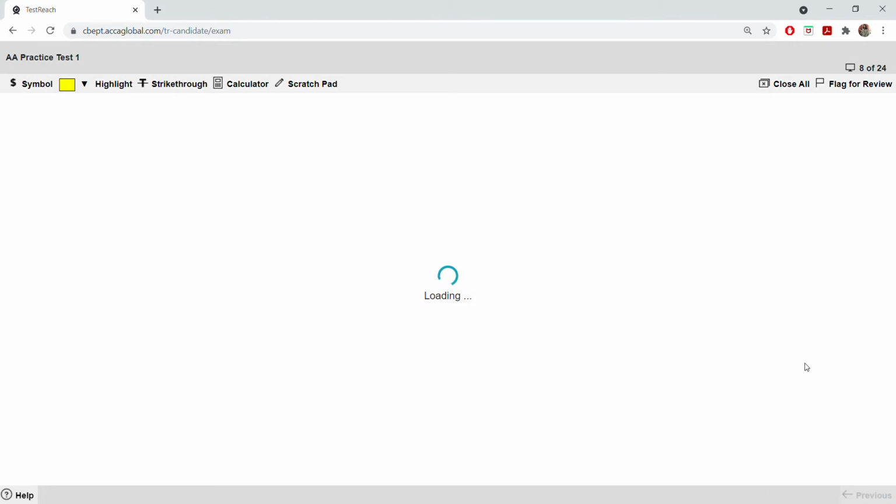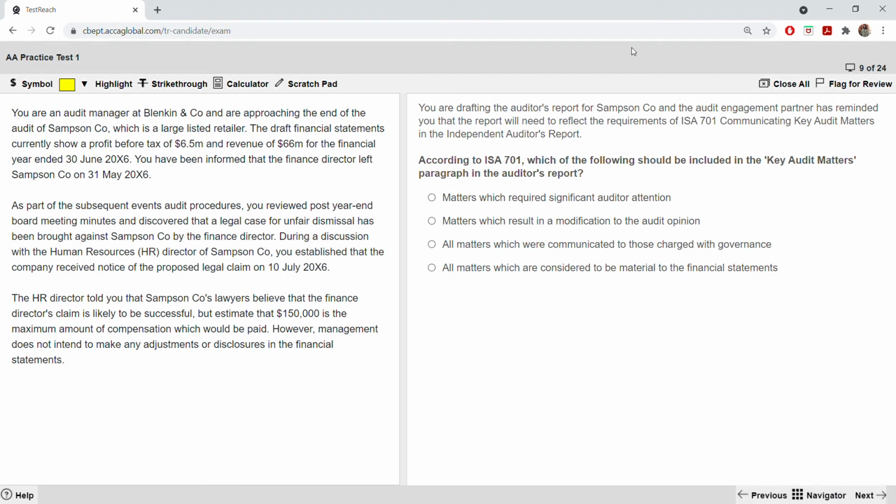Next, you are drafting the auditor's report. An audit engagement partner has reminded you that the report will need to reflect the requirements of ISA 701, communicating key audit matters in the independent auditor's report. According to this, which of the following should be included in the key audit matters paragraph in the auditor's report? This also will be taught to you, what the things are that will be there in the key audit matters. So when you are preparing yourself, know what is there.